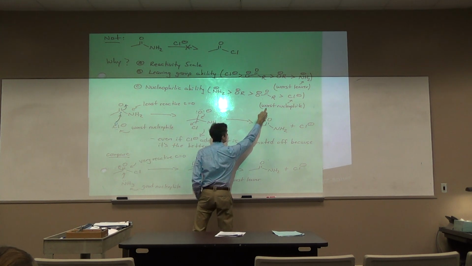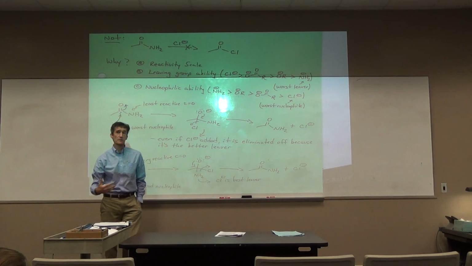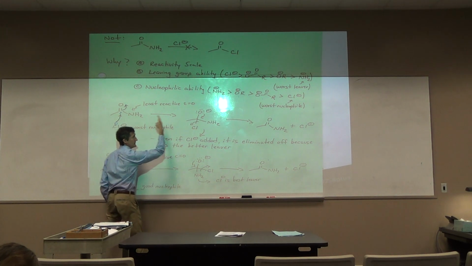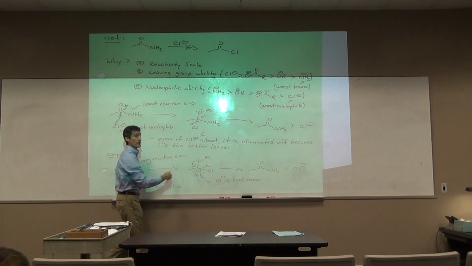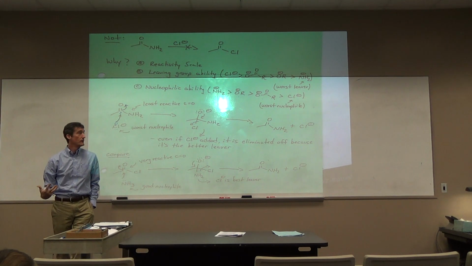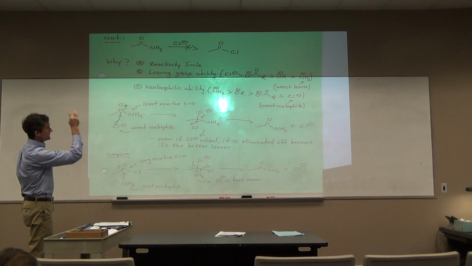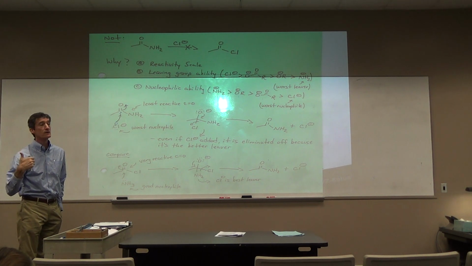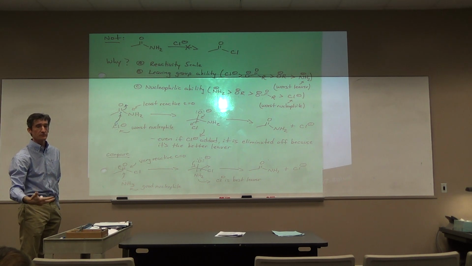And it's the worst nucleophile. So this is sort of the explanation of why you will not convert an amide to an acid chloride. Or it explains the statement above, which said you can only convert to a less reactive derivative.